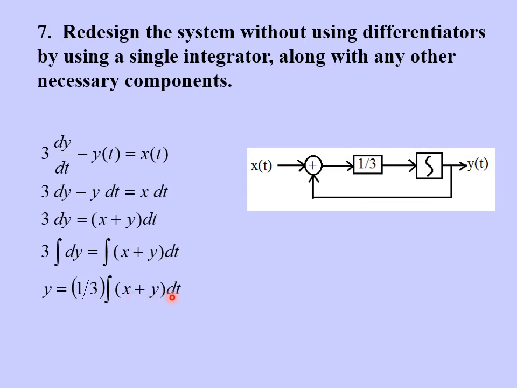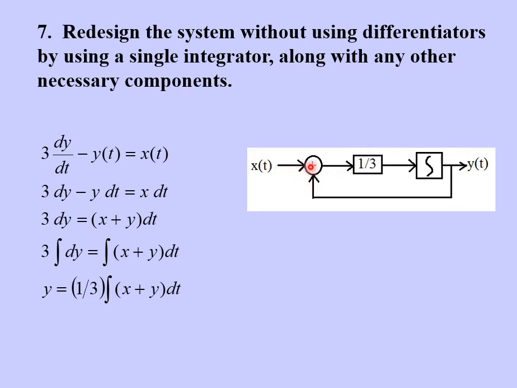So the way I can do this now is notice my output is I have to take x plus y and integrate it. So how do I do this? Well, here's x, so I've got that going into an adder. Here's y, I'm going to bring that around and add y to x.